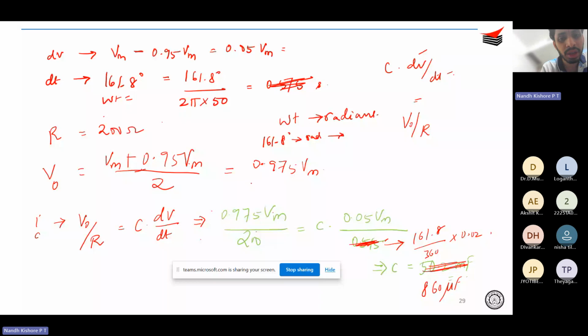So if you convert 161.8 into radians, it will be 161.8 into pi by 180. So this much radians. If you do it now, you will get the correct value of dt. So can anyone do this into pi by 180? It will be somewhere around 0.00894. Okay, so you substitute 0.00894 over here, you will get the answer.